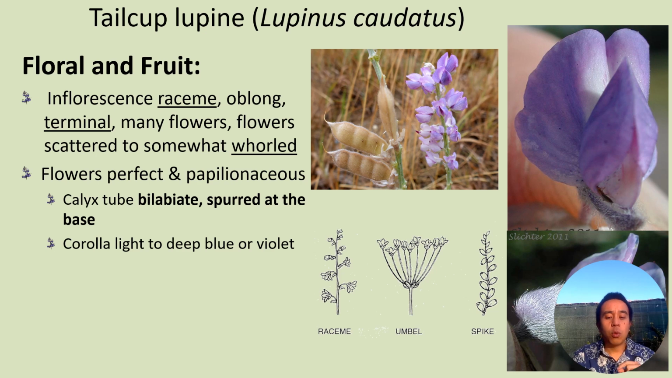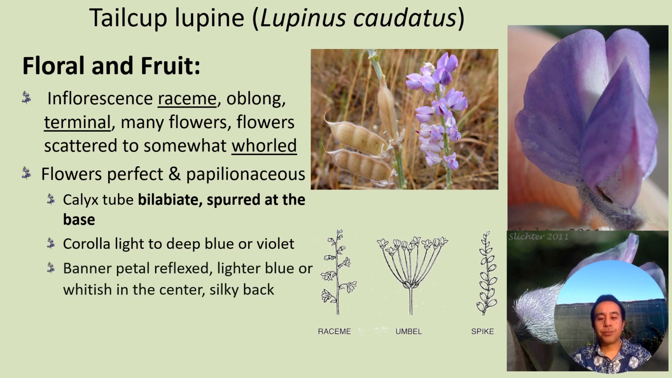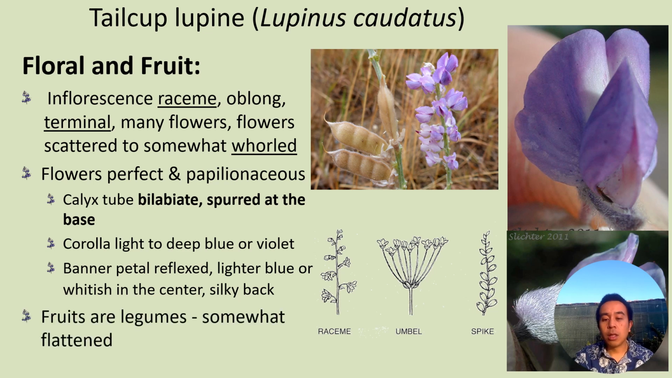The corolla, if you're not familiar with that term, is the collection of all of the various flower petal types. In this case, the corolla refers to the keel, the banner, and the wing petals. The corollas are typically colored light to deep blue or violet, and the banner petals are often reflexed and a lighter blue or whitish color in the center with a silky feeling back. And the fruits are legumes, like most legume plants, and the fruits are also somewhat flattened.